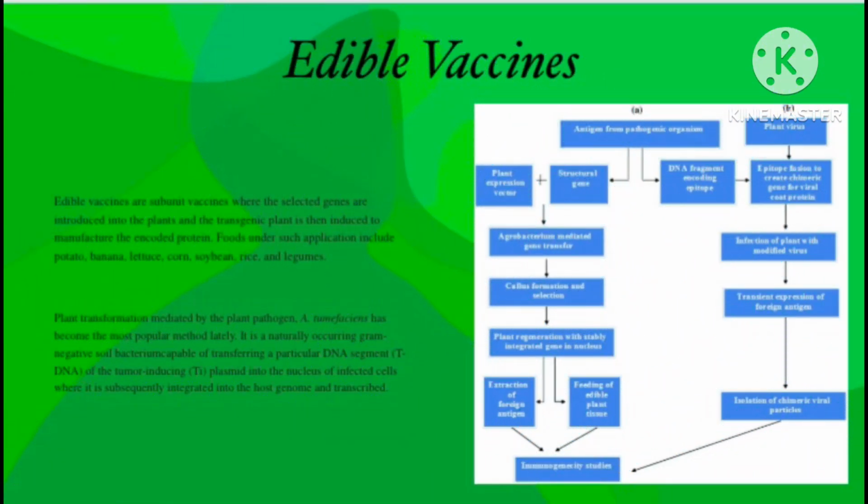Edible vaccines are subunit vaccines where the selected genes are introduced into the plants and the transgenic plant is then induced to manufacture the encoded protein.